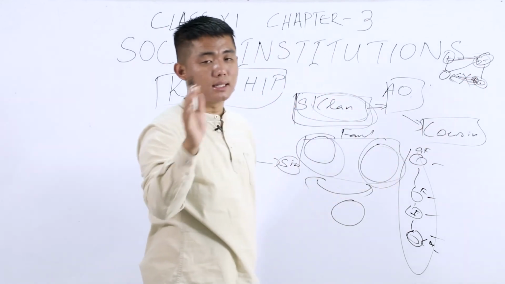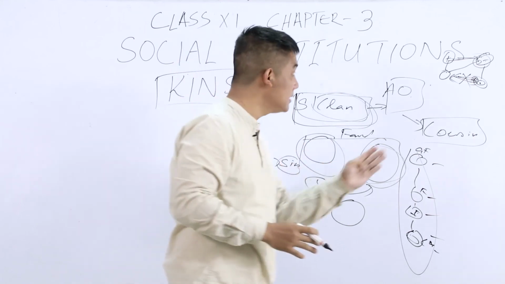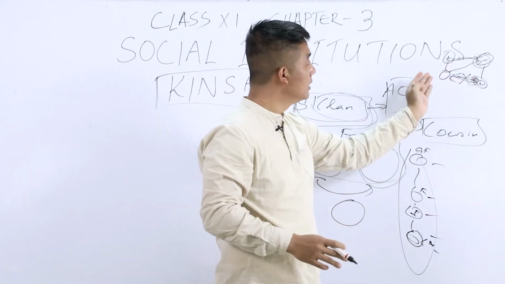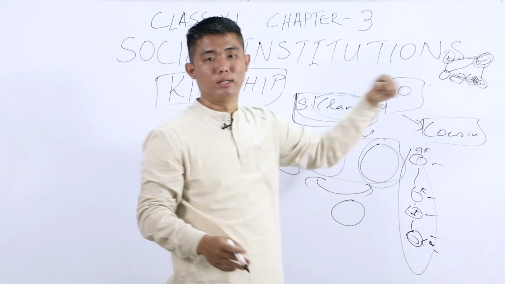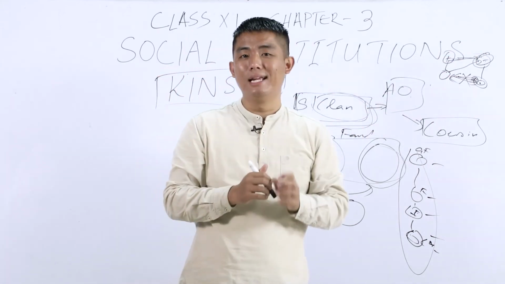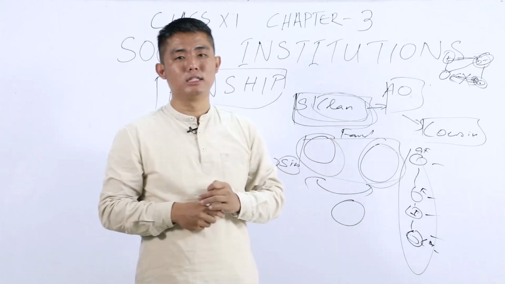So cousins do not come under primary kin. Why? Because you are not directly related. You are related through your auntie, which goes to your father's sister's children. That is the reason why this kind of relationship cannot be called primary kin. Primary kin is only direct relationship.